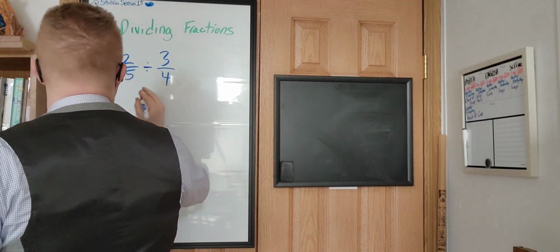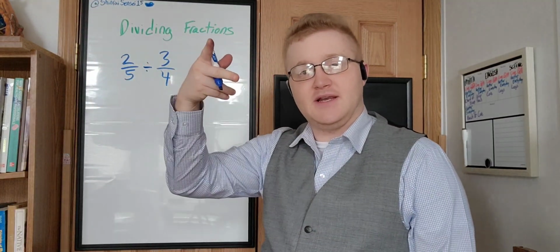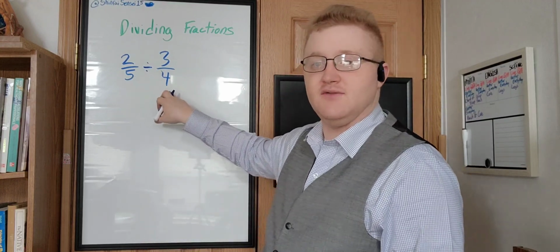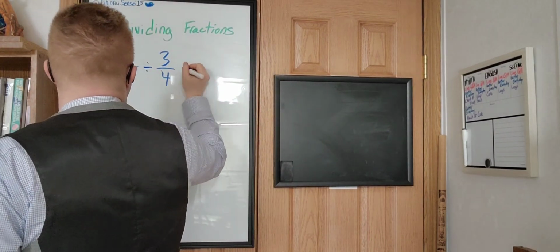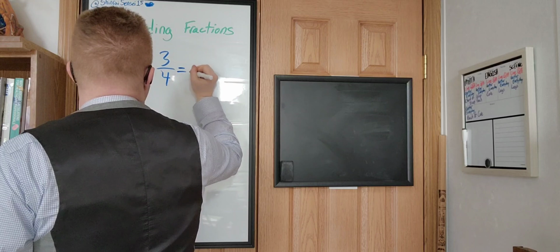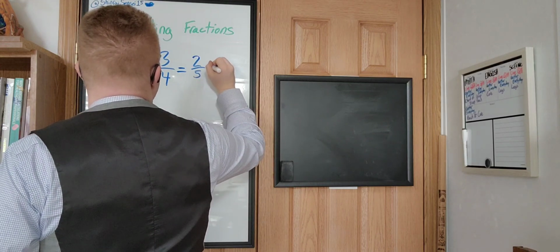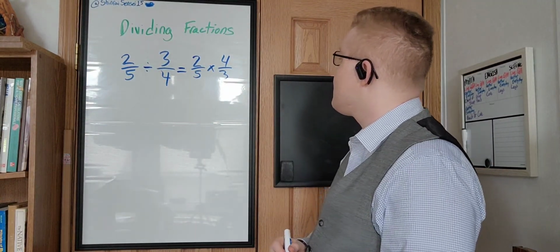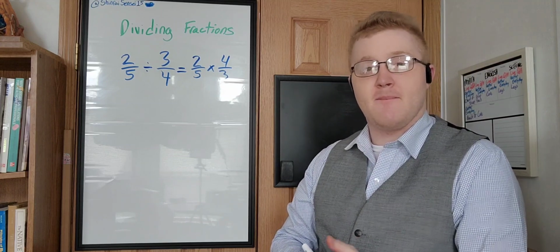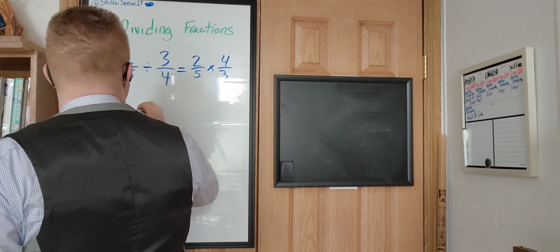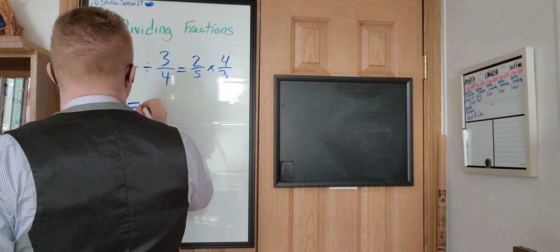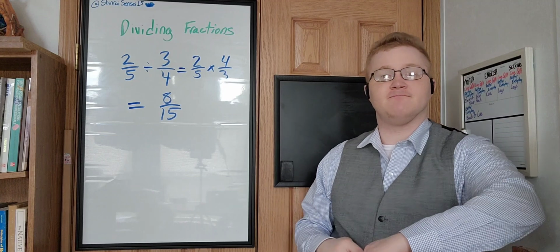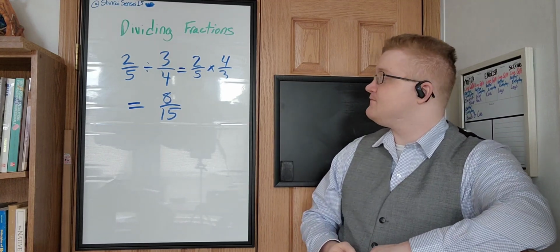Now, what does that mean? Well, one of these two fractions needs to literally flip upside down. It doesn't particularly matter which, but typically you'll go with the one that's on the right-hand side of the division symbol. So 2/5 divided by 3/4 is the same as saying 2/5 times 4/3. Okay? And therefore, the answer is 8/15. Right?